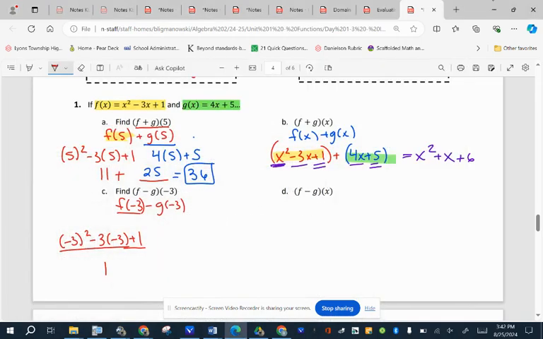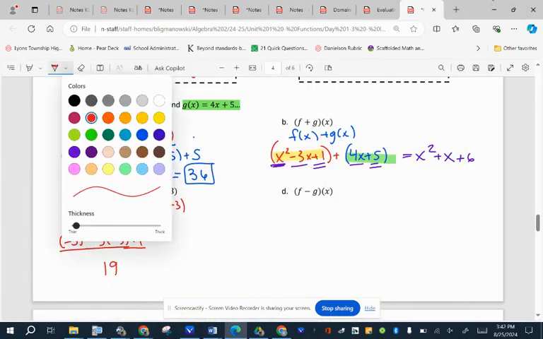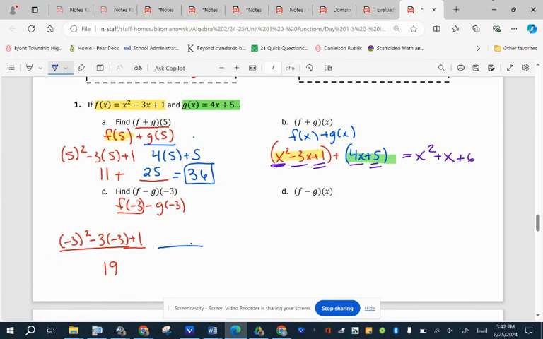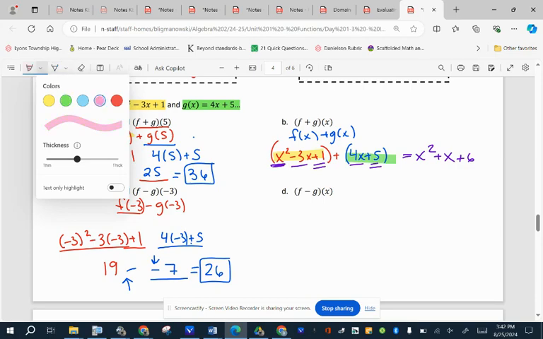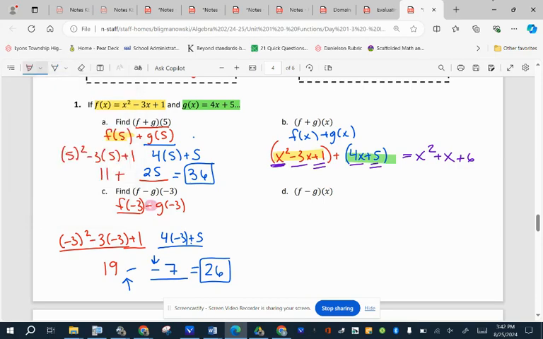Then I'm going to do the same thing with g. So in g, everywhere where I see an x, I'm going to replace it with negative 3. And I'm going to get negative 7. So I'm minusing a negative 7, so really I'm adding, so I'm going to get 26. So be careful. Remember, from the beginning part of the problem, we were subtracting these two functions. That's where this subtraction sign is coming from.